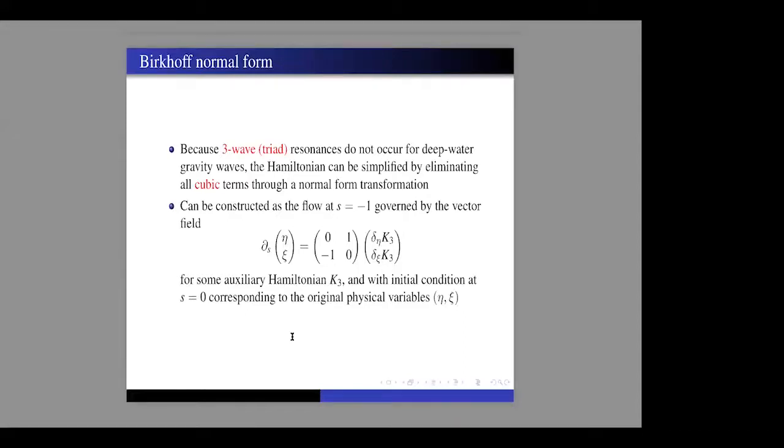So to summarize, you have a Hamiltonian system that corresponds to the transformation, and the corresponding evolutionary variable is given by S. And so this Hamiltonian system allows you to go from the original variables to transformed variables. And in this case, the cubic terms are eliminated. And K3 is to be found as part of this transformation.